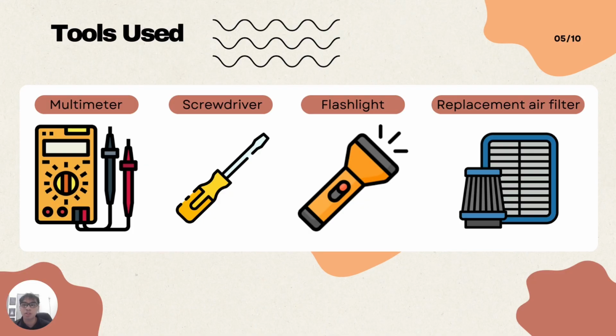Next, we use simple tools during this assignment. We use a multimeter for electrical checks. Next, a screwdriver for disassembly, a flashlight for inspection, and a replacement air filter for the carburetor system.